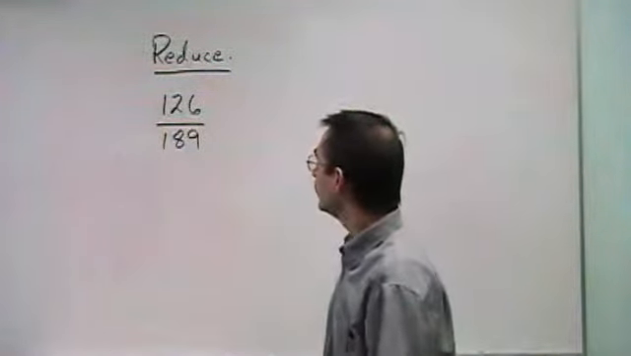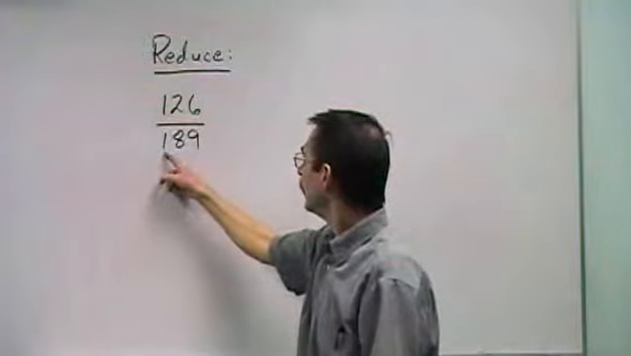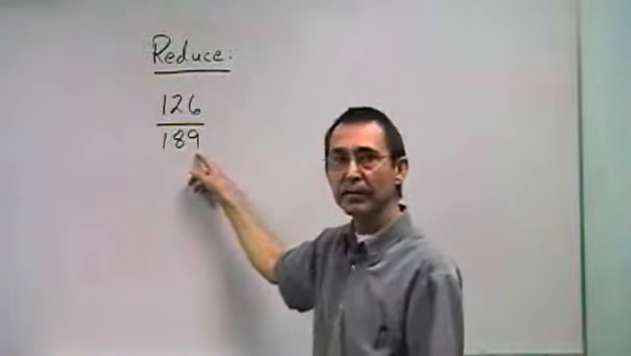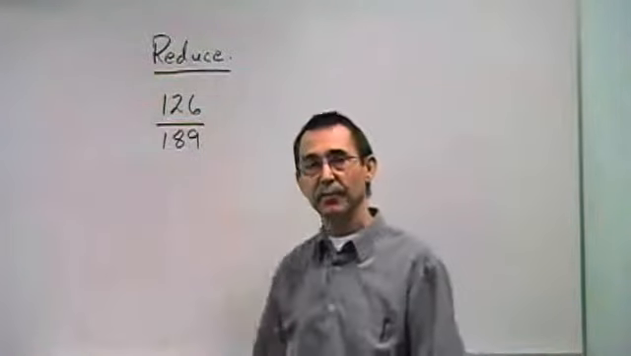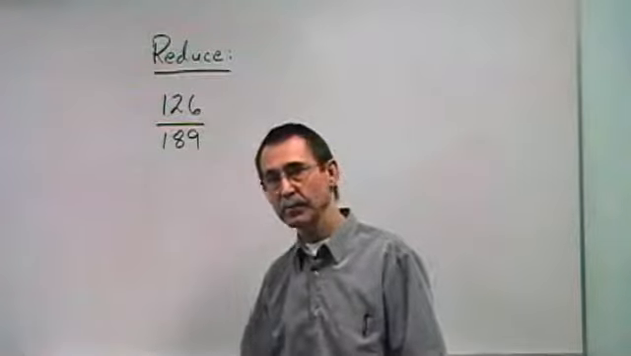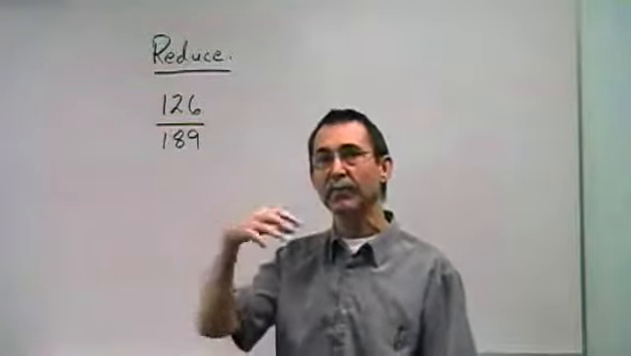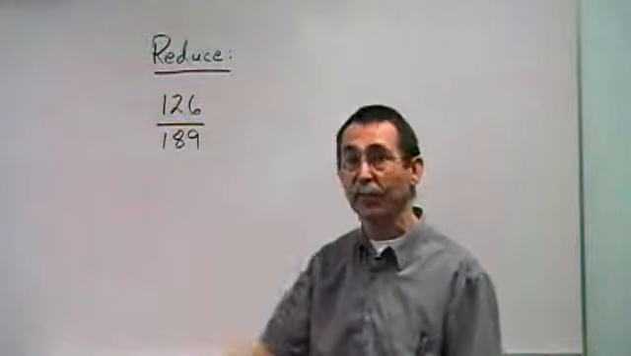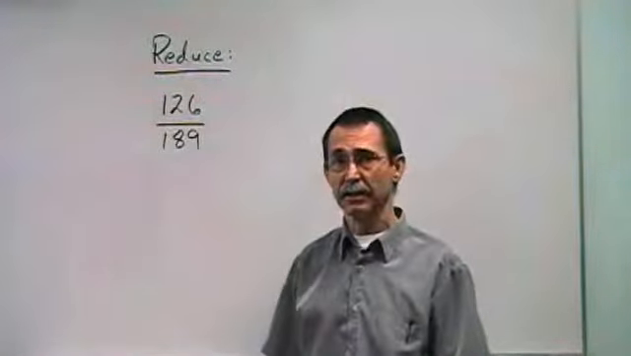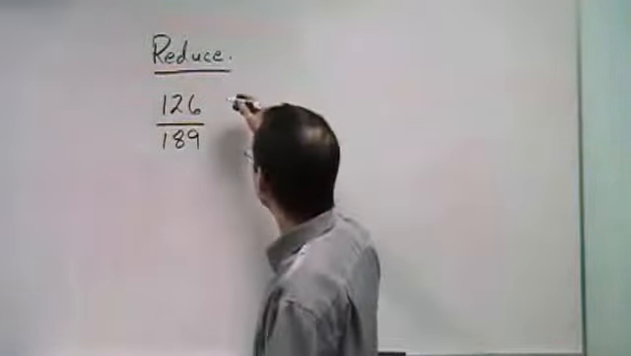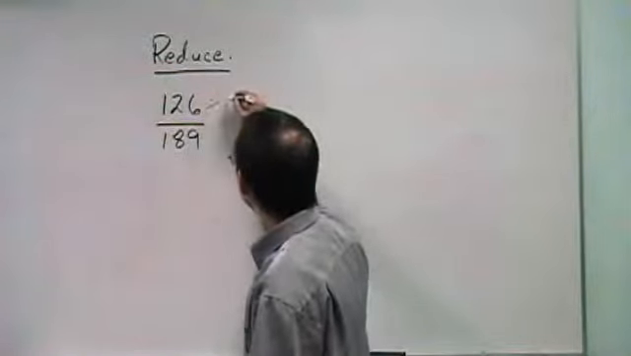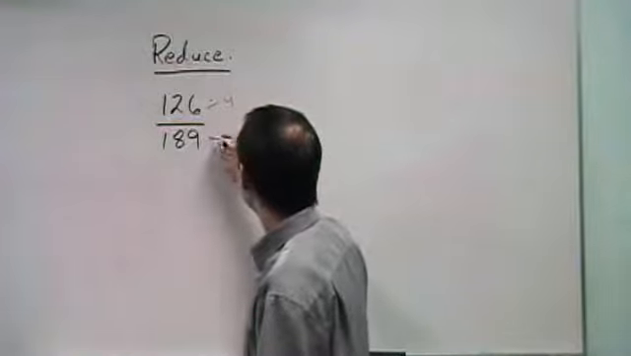189. 1 plus 8 makes 9, plus another 9 makes 18. Well, that's divisible by 9 as well. Okay, sometimes you start looking for one thing and you find out that, hey, you can go even farther. These two numbers are both divisible by 9. So, let's do that. Divide by 9, divide by 9.